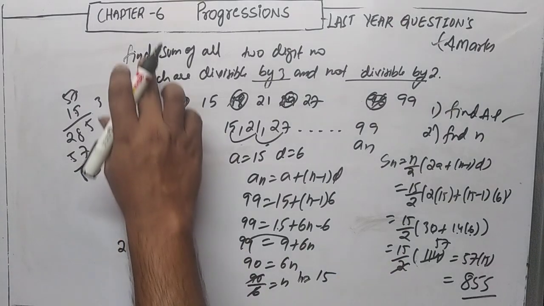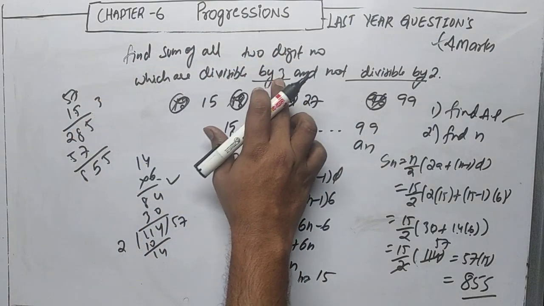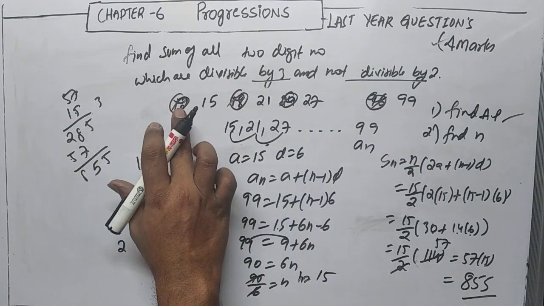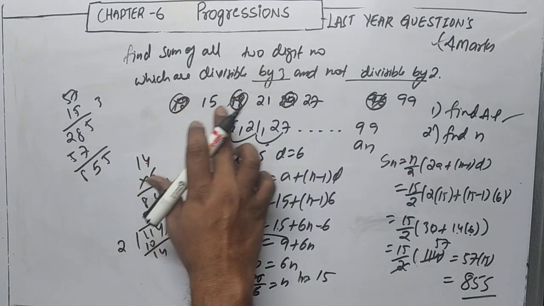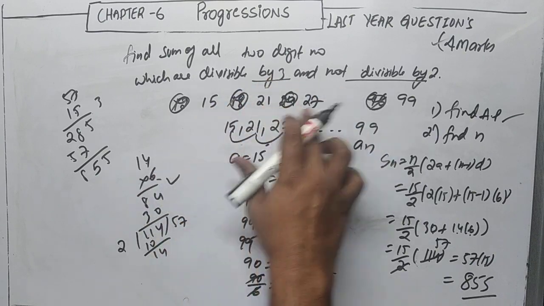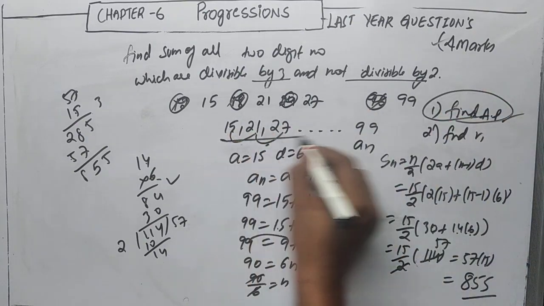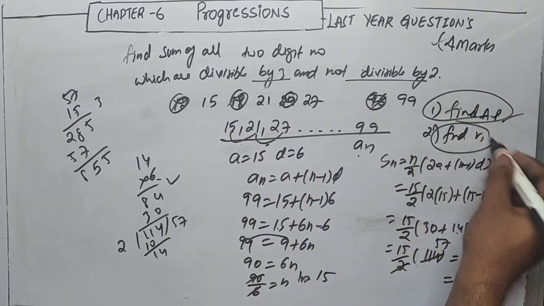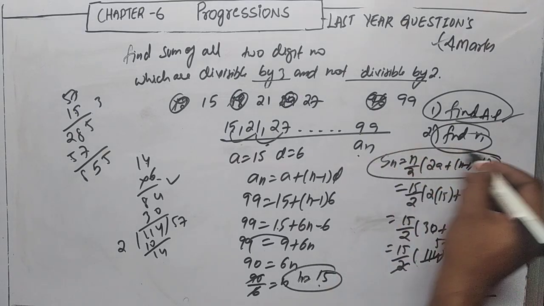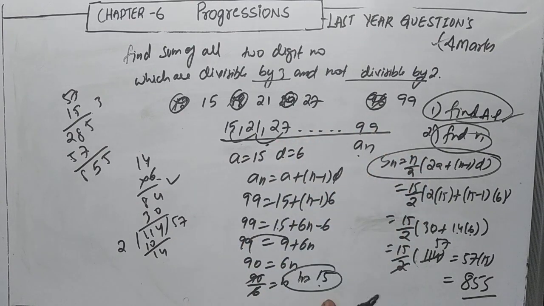Okay, he is asking a question: find the sum of all the 2-digit numbers which are divisible by 3 and not by 2. That means numbers divisible by 3 are 12, 15, 18. Those divisible by 3 but not by 2 are 15, 21, 27, 29. So the first step is to find the AP. After finding the AP, you have to find the n value, we got 15. The next step is to find the Sn, the sum of all the numbers in the arithmetic list. So we got 855 as the answer.